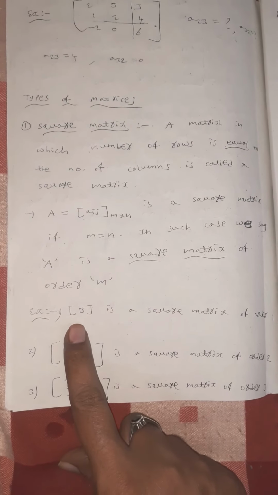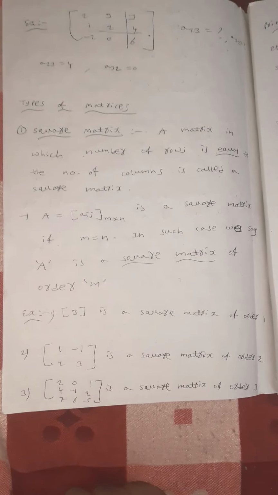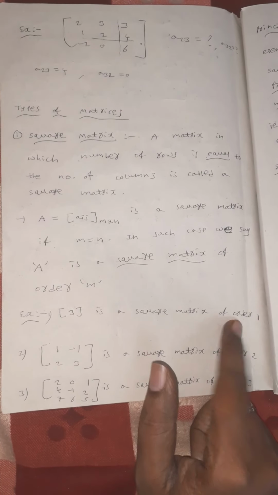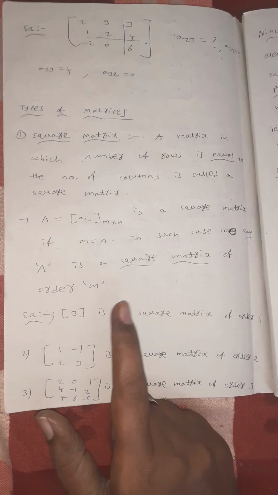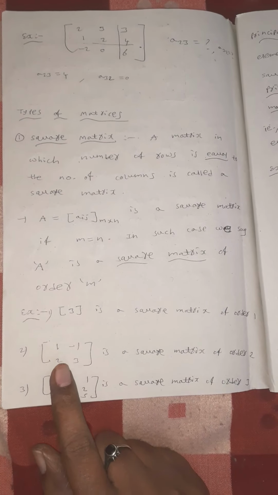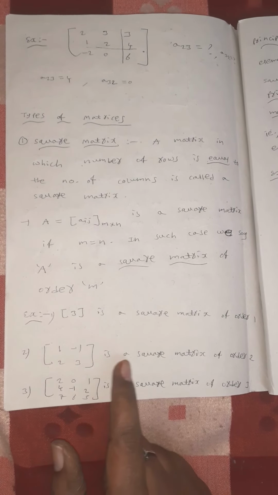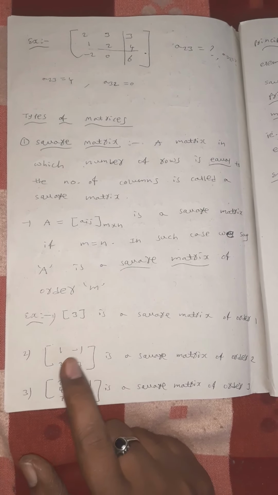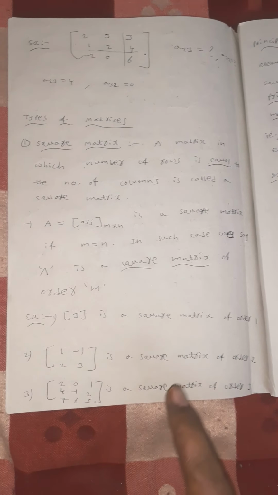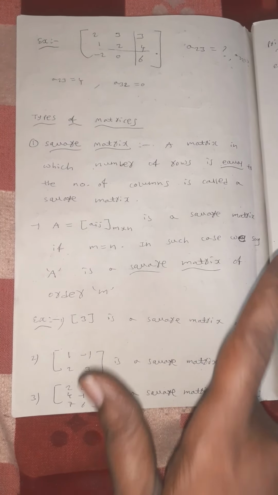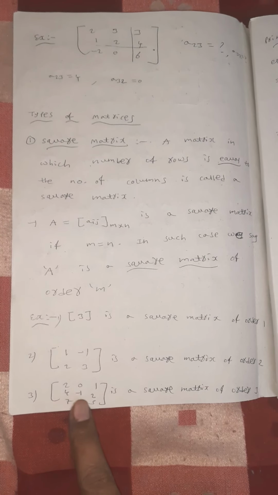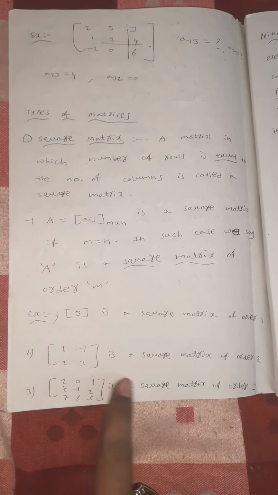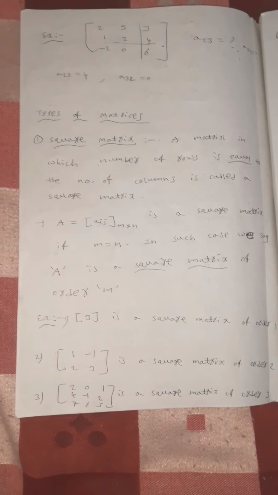If you take examples, here 3 is a square matrix of order how much? Order 1, because there is 1 row and 1 column. Next, in the second example, it is a square matrix of order 2, because we have 2 rows and 2 columns. In the third example, it is a square matrix of order 3, because we have 3 rows as well as 3 columns.